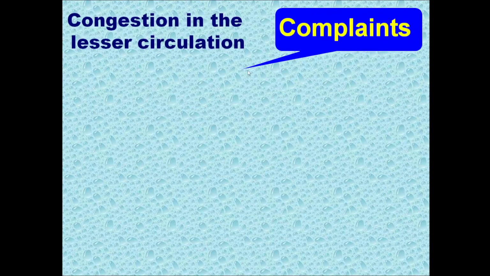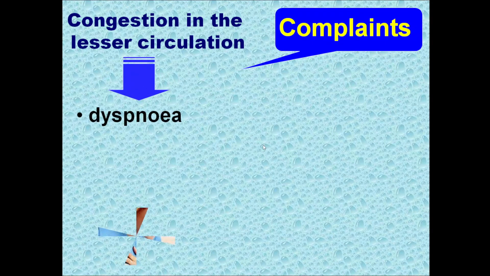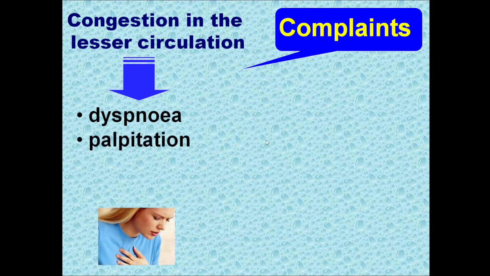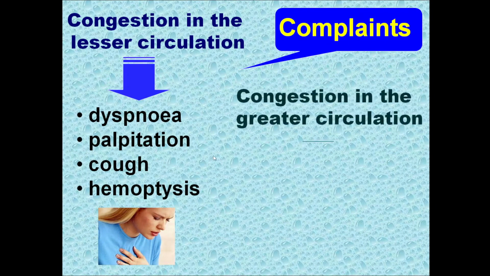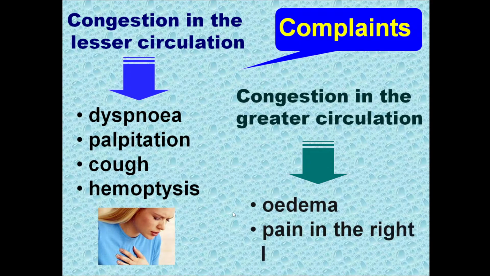Let's remember the complaints of the patient. Congestion in the lesser circulation is characterized by dyspnea. Then, due to progression, the patient complains of cough and hemoptysis and palpitation as a compensatory response to decreased heart stroke. Congestion in the greater circulation is manifested with edema, first of all on the lower extremities, and then discomfort and pain in the right hypochondrium due to distension of the liver due to delayed blood. If you were attentive at the last lecture, you easily understand the problem of the patient.